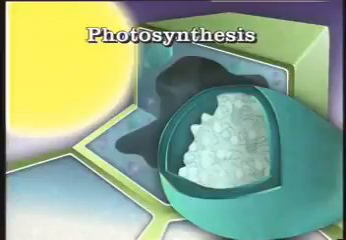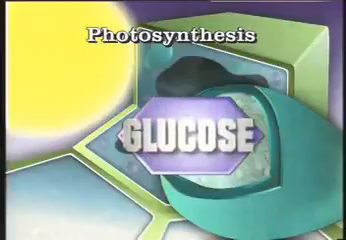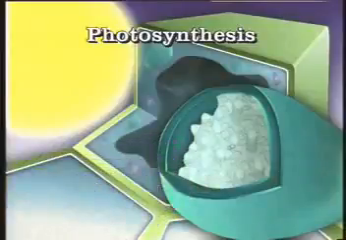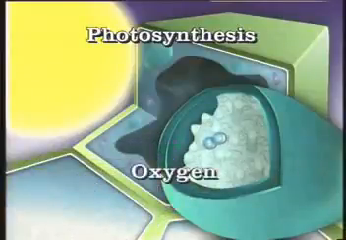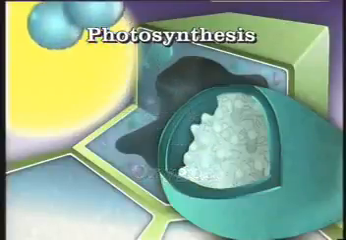Inside chloroplasts, the energy of sunlight is used to convert carbon dioxide and water into glucose, a kind of sugar that is a plant's main food. In the process, oxygen gas also is produced. The oxygen that we breathe comes from photosynthesis.